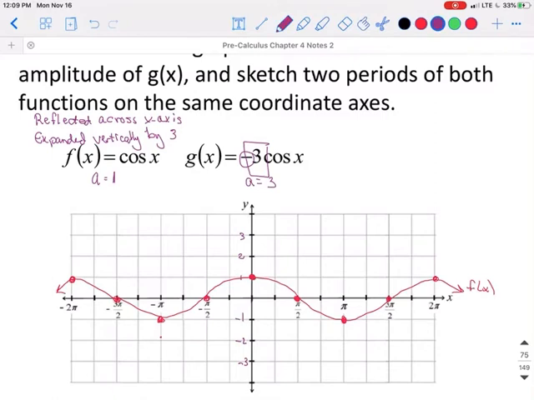Now for g of x, not only are we changing the amplitude to 3, so the high points and low points will go to 3 and -3, but we've also reflected it across the x-axis. So instead of starting at the high point, we are now going to start at the low point. We'll still change every pi over 2, but this time we will have an amplitude of 3 instead of 1. So since we started at the low point here, we're back at the middle, high, middle, low.